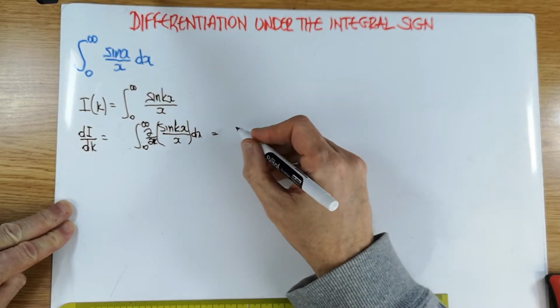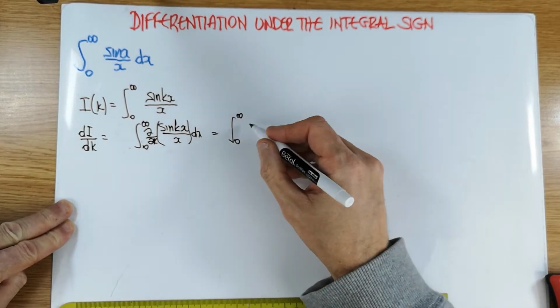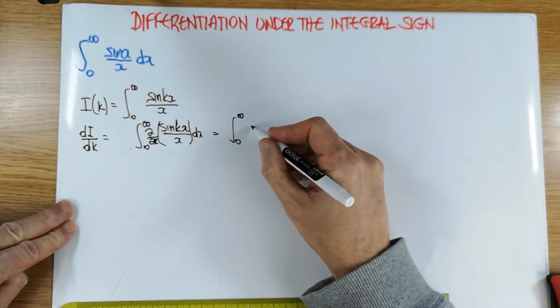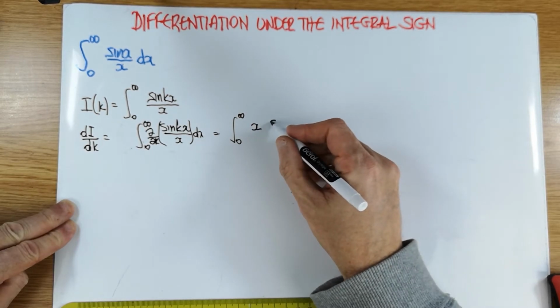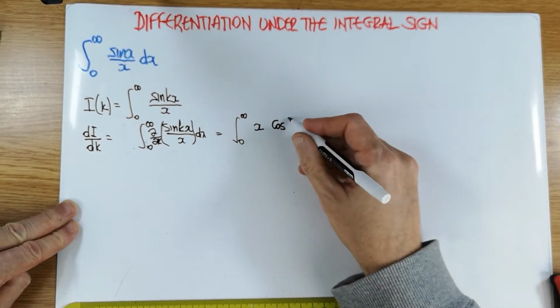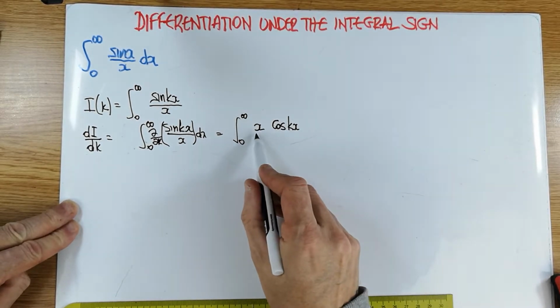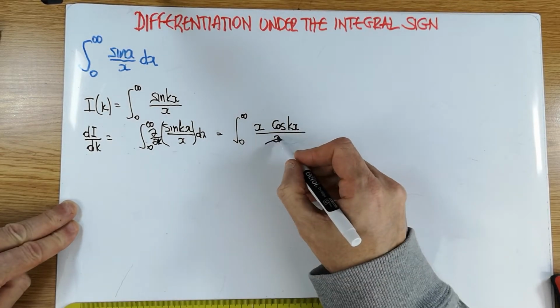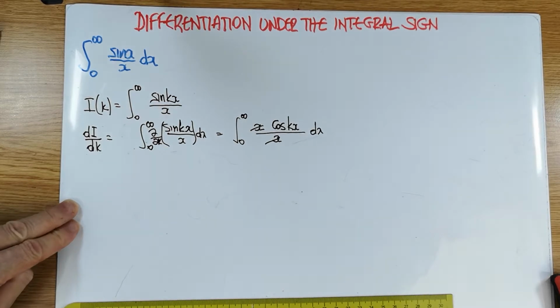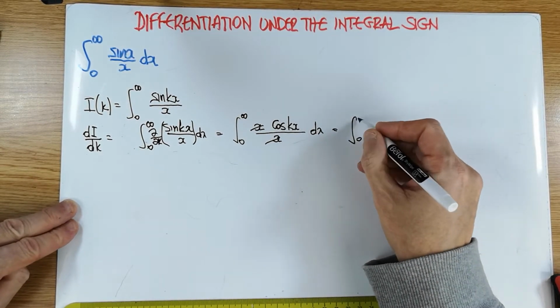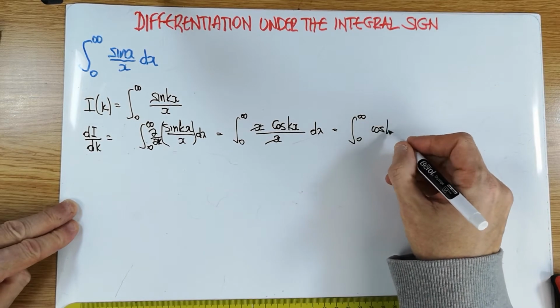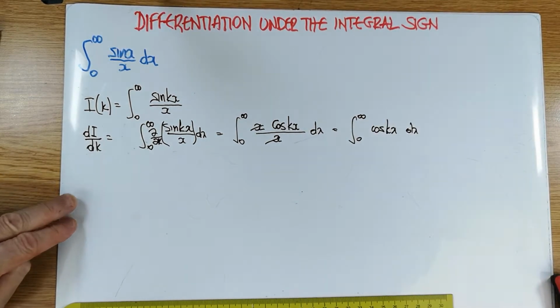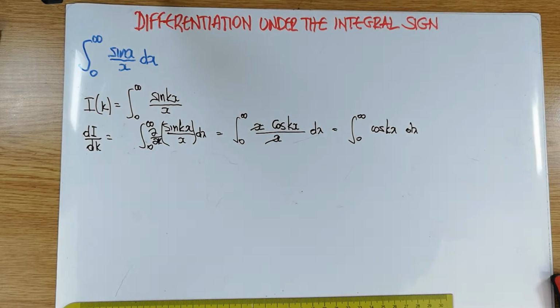Differentiating that with respect to k will produce an x coming to the front. The sine will become, of course, the cos of kx over x. The x's will cancel, but now we have a problem. The resulting integral does not converge. I mean, think about the graph of cos of kx, where k is a parameter, out to infinity. There's no finite answer to that.